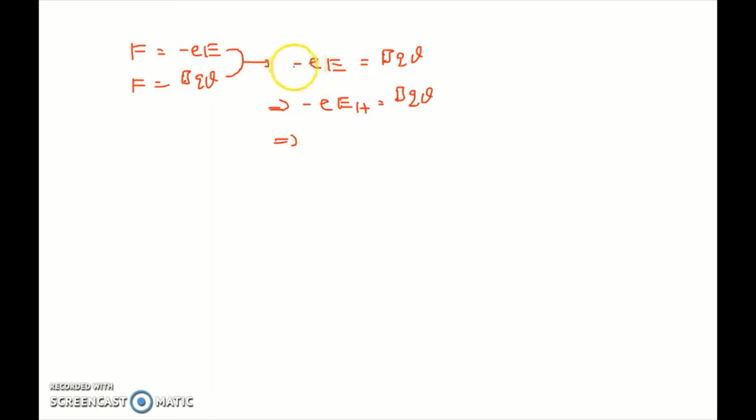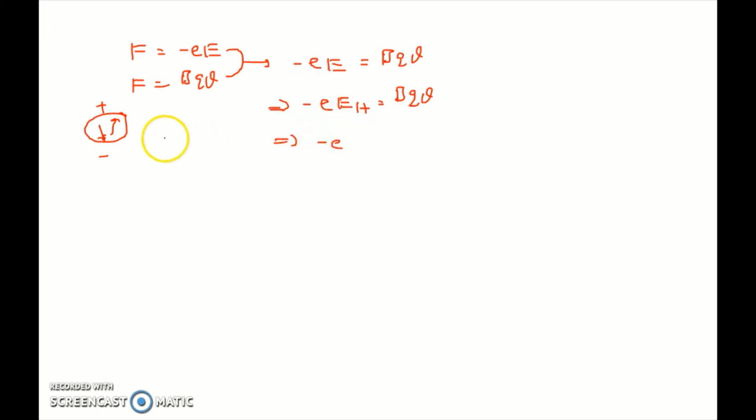Don't worry about this negative sign. This negative sign doesn't affect the magnitude of the force. This negative sign only represents that the electric field direction is from positive to negative, but the force acting on an electron is from negative to positive. So to represent that both these two directions are opposite, that's why I'm putting the negative. It doesn't affect the magnitude, so don't worry about that one.